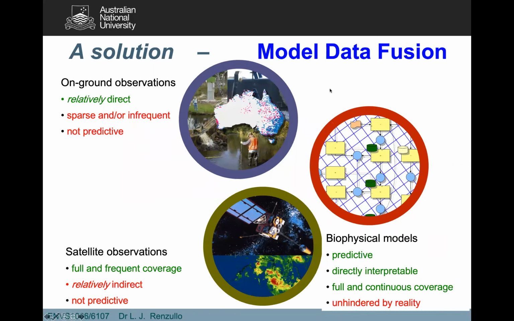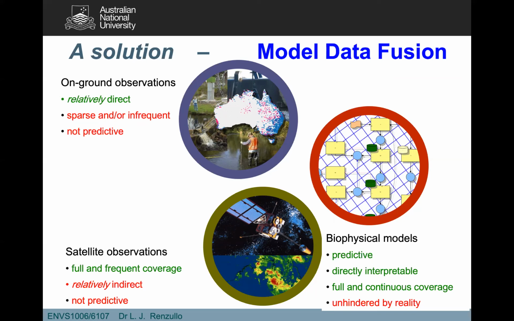So what's the solution? On the one hand, you've got ground observations, but they directly measure the thing you're interested in, in my case, rainfall, for example. But they're sparsely distributed, or they might be even infrequent in the way they measure the observations. And by themselves, ground-based observations are not predictive. Similarly, satellite observations have the full and frequent coverage that we want, but they don't measure exactly what we need. So you need to convert it into the thing you want. So they're indirect measurements of the thing you want. And again, being an observation, they're not predictive by themselves.